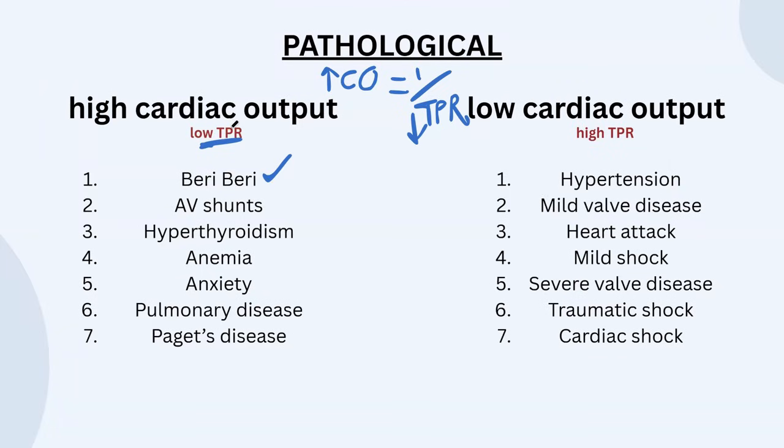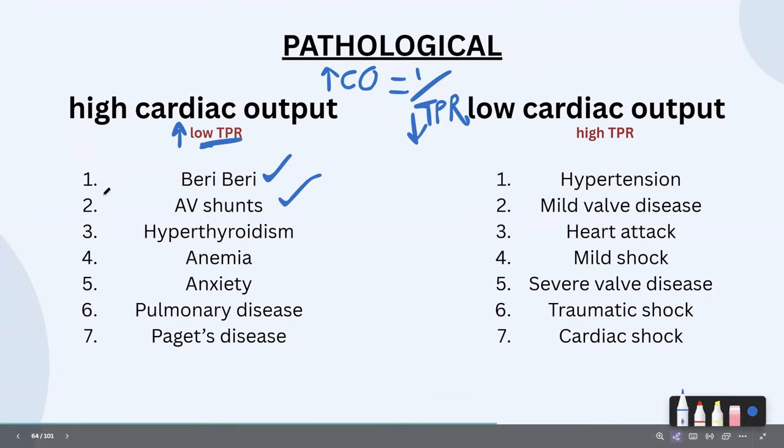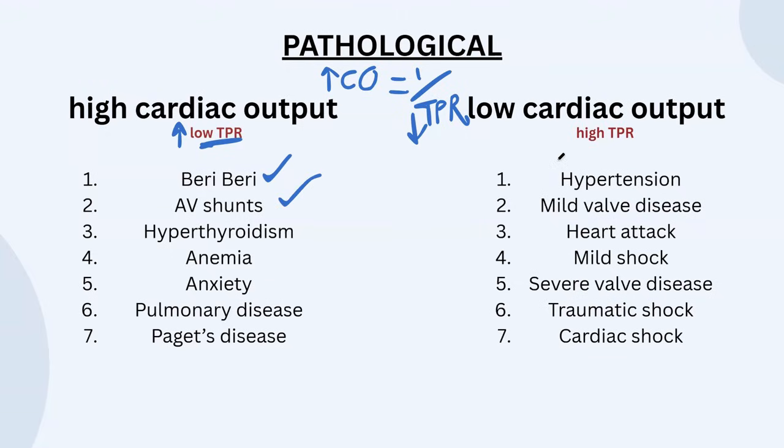And how would that decrease total peripheral resistance? That's because you completely eliminated all the capillary beds. They're gone. There's no resistance. So if you have low total peripheral resistance, that means the heart's going to have to work harder. That is why you have high cardiac output with AV shunts. In hyperthyroidism, you also have high cardiac output. Anemia, anxiety, pulmonary disease, Paget's disease, you have to know all of these by heart.